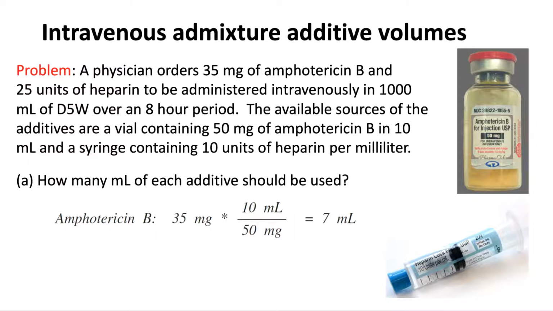So we need to pull 7 milliliters out of this amphotericin B vial to be able to have a total amount of 35 milligrams of amphotericin B. And so that was that one.